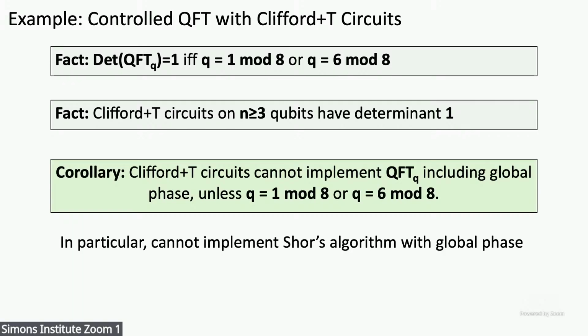And in particular, if you're going to try to implement Shor's algorithm, it's inherent that you're going to get a global phase if you're trying to implement Shor's algorithm in superposition using Clifford and T.